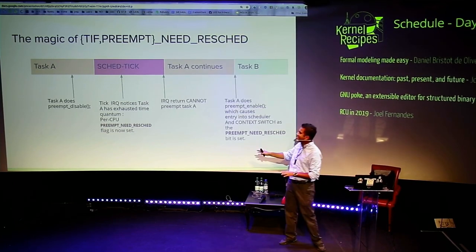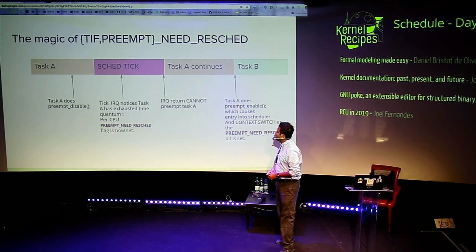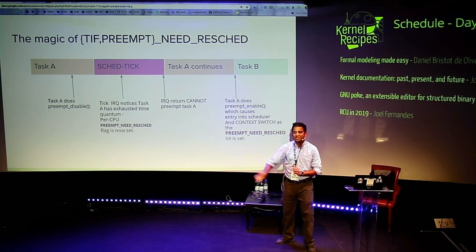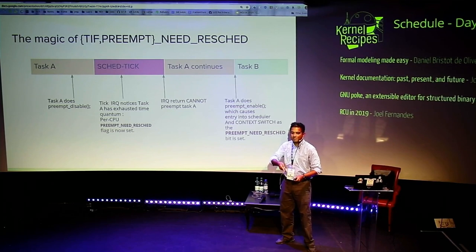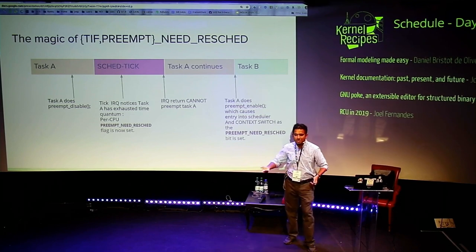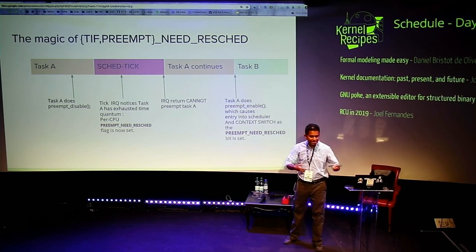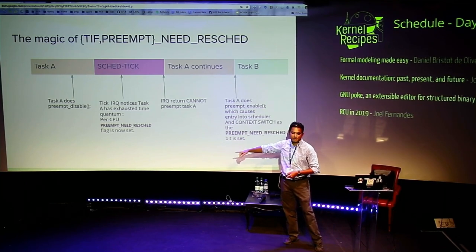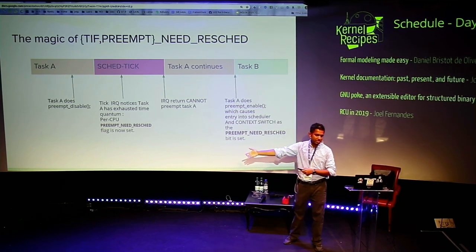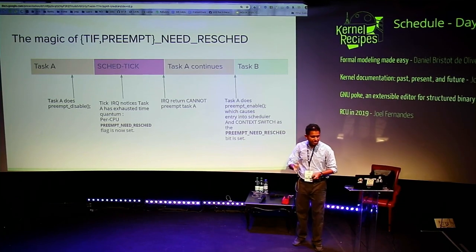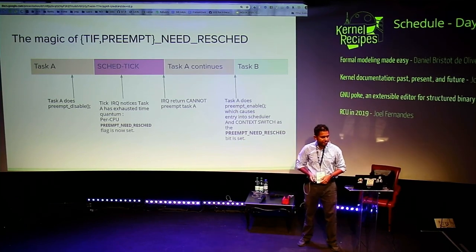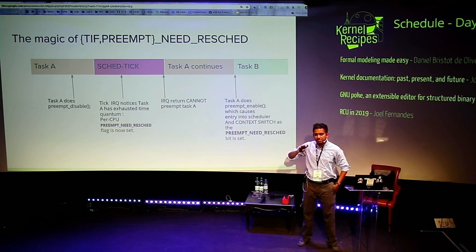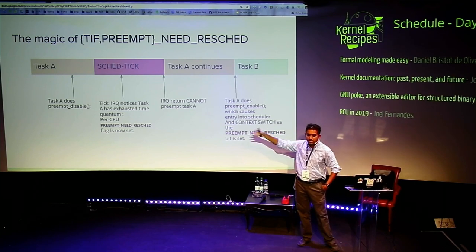Now, if preemption is disabled, so if a task has preemption disabled, and then the scheduler tick happens, and it notices that the quantum has expired, it sets the flag, but nothing can happen until preemption is enabled on that CPU. The preemption of one task to another cannot happen. So that's just a little detail to remember. If preemption is disabled, then the preempt enable, whenever that happens, will call into the scheduler because this flag is set.